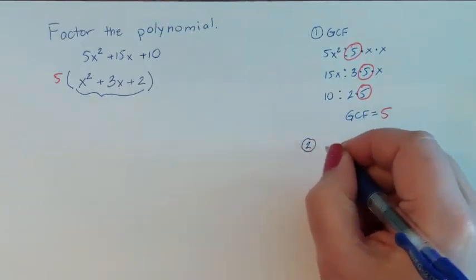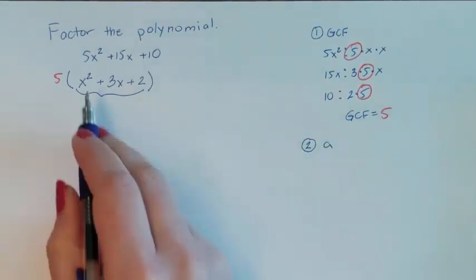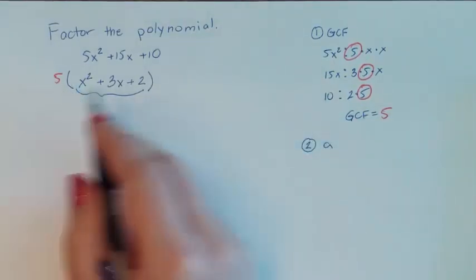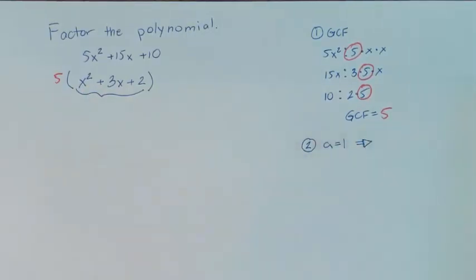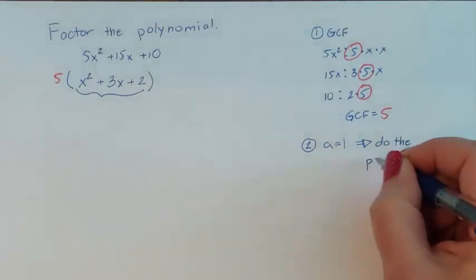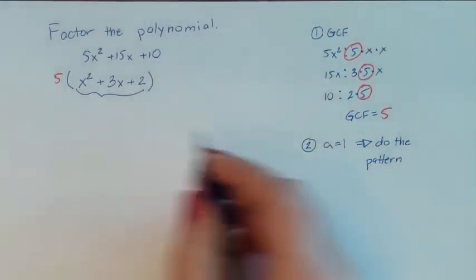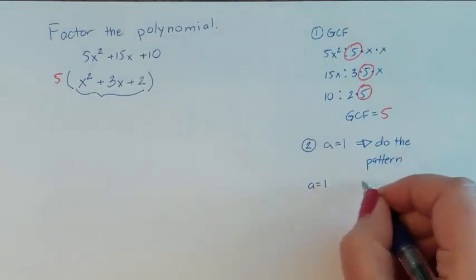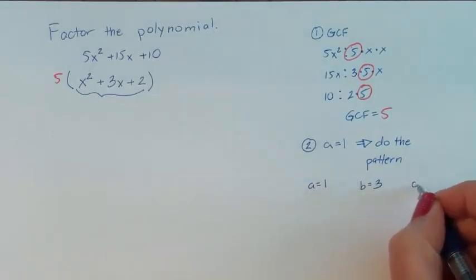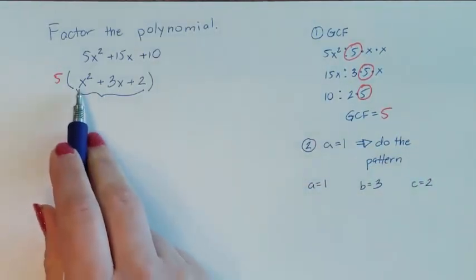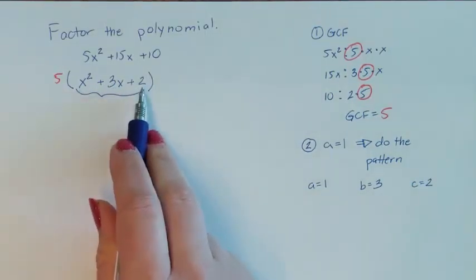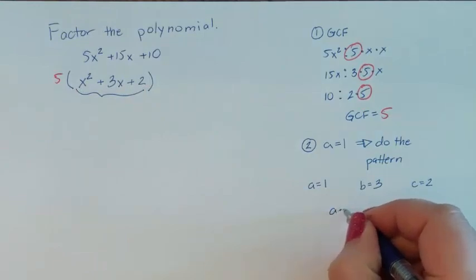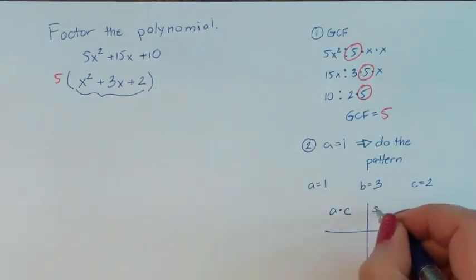The first thing you need to do is look at A. Is A 1? A is 1 in this problem, so you can go ahead and do the pattern that we recognized in the last video. Remember, to do the pattern, you had to identify A, B, and C. A is always the number in front of x squared, B is always the number in front of x, and C is always the constant. Then A times C has to add up to B.